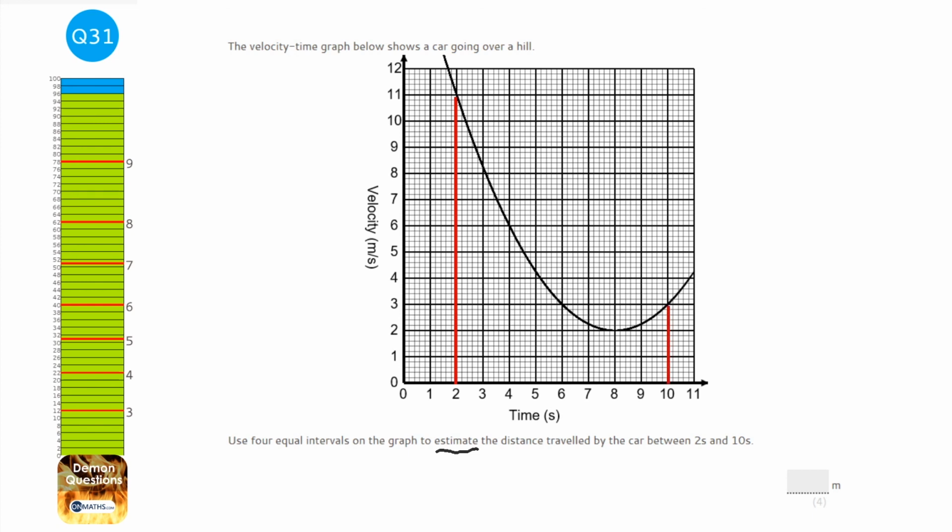Now let's have a look and see how many squares there are between them. There's 8. So if we want 4 equal intervals, we're probably going to go up in 2s. So let's try 2s, and hopefully it will work nicely. Now we haven't created trapeziums yet, so let's create trapeziums for these 4.